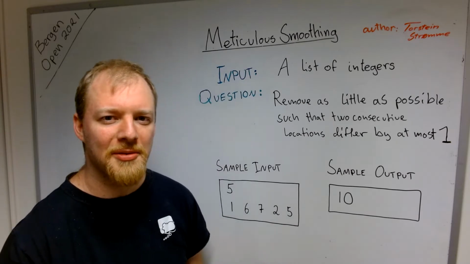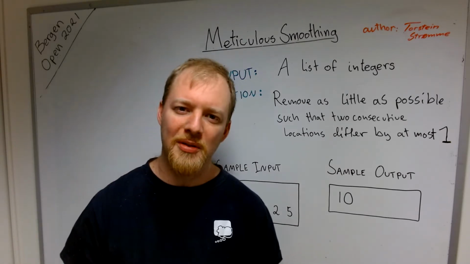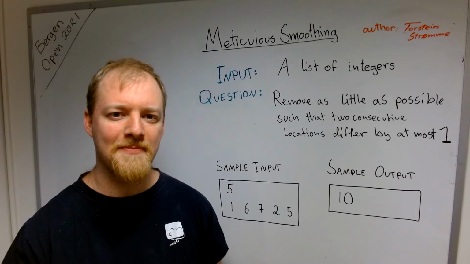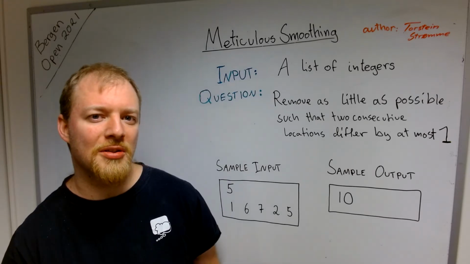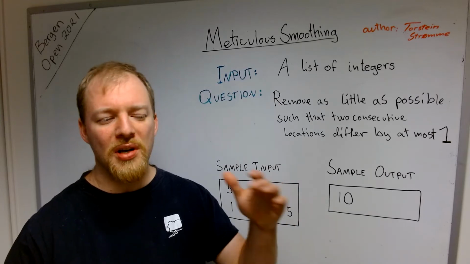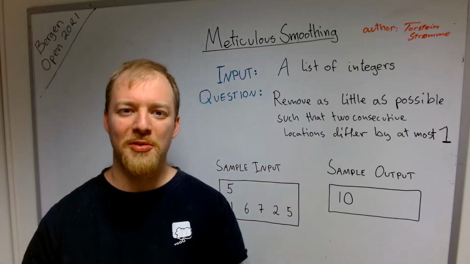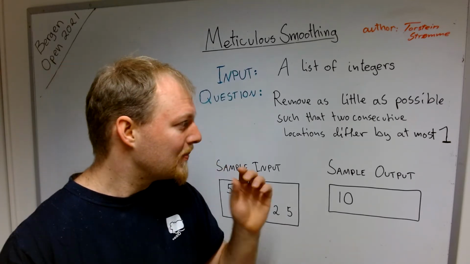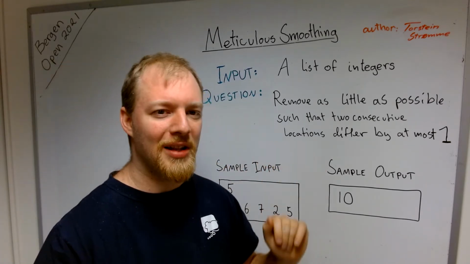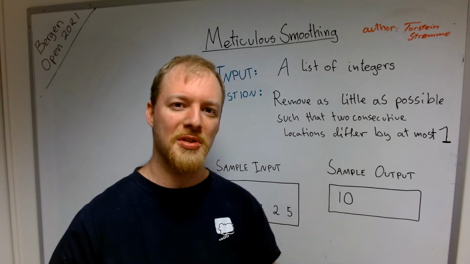Let us solve the problem Meticulous Smoothing from Bergen Open 2021. In this problem, the input is a list of integers, and your task is to subtract as little as possible from the values in the list, such that the new list has all values where consecutive numbers differ by at most 1.